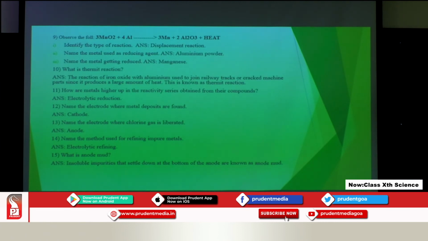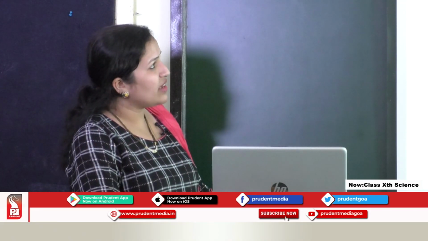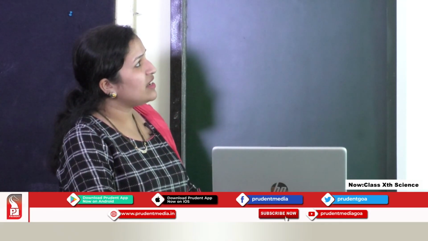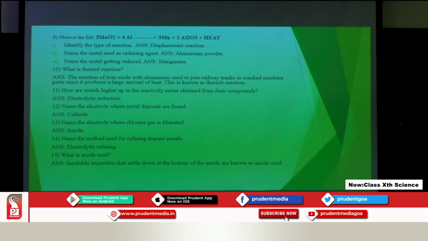Name the metal used as reducing agent. It is aluminum powder. Name the metal getting reduced. It is manganese. So here we can say it is a displacement reaction. It is also oxidation reduction, that is redox reaction. If you want, we can also call it a thermite reaction. So there are many answers for the first question, that is identify the type of reaction. Since heat is evolved, we can also say exothermic reaction.